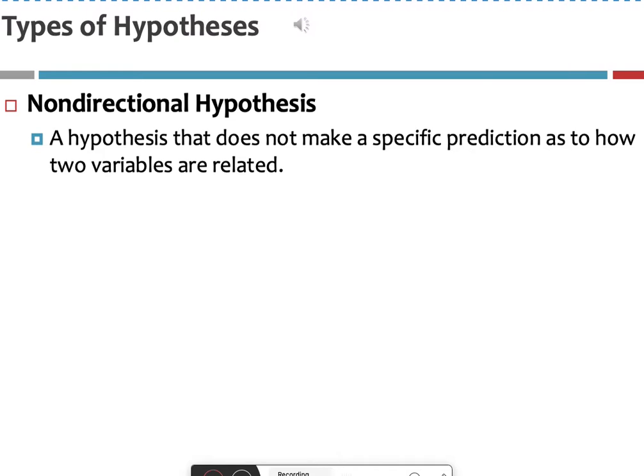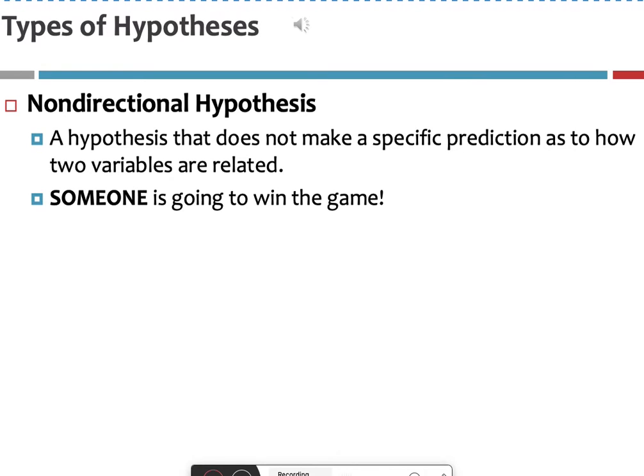as we see on the slide, someone is going to win this game, right? In that example or in that statement, I'm making a hypothesis, but I'm not very specific in terms of predicting who is going to win. I'm just saying someone is going to win.